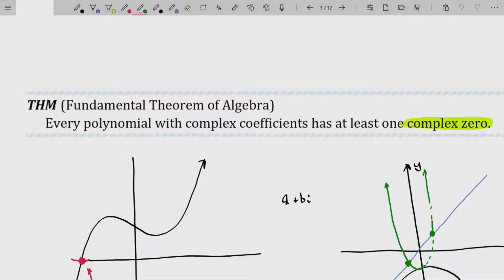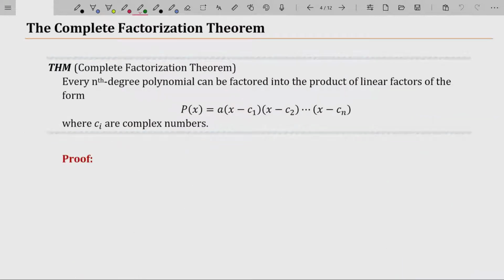Every polynomial with complex coefficients has at least one complex zero. We're going to need that piece of information for our proof of the complete factorization theorem. Speaking of which, the complete factorization theorem states the following. If you have an nth degree polynomial, then it can be factored into the product of linear factors of the form a times, that a is just a leading coefficient, so that can be factored out, but basically into x minus c1 times x minus c2 all the way down to x minus c sub n.